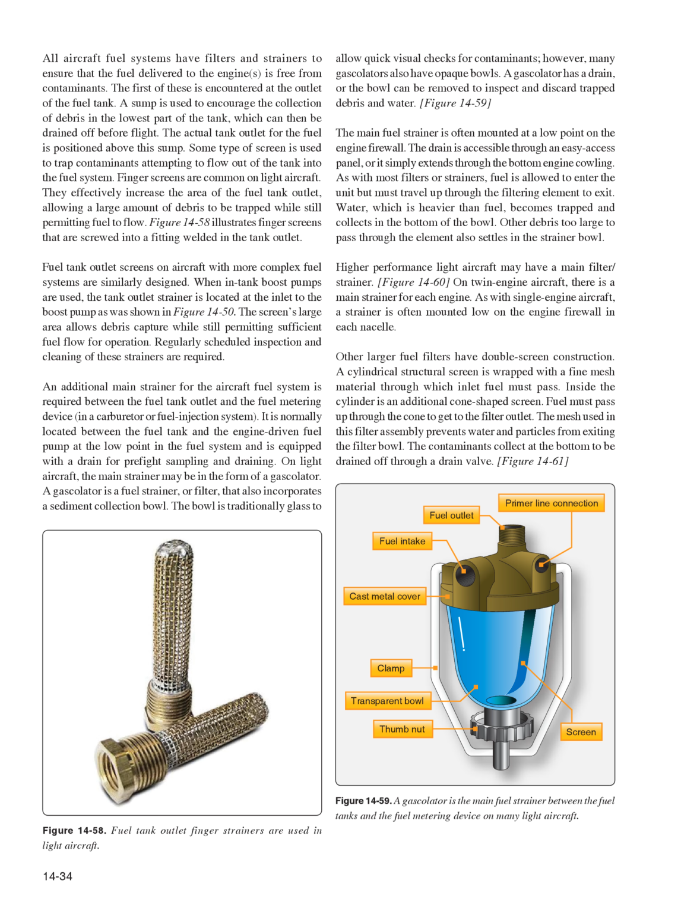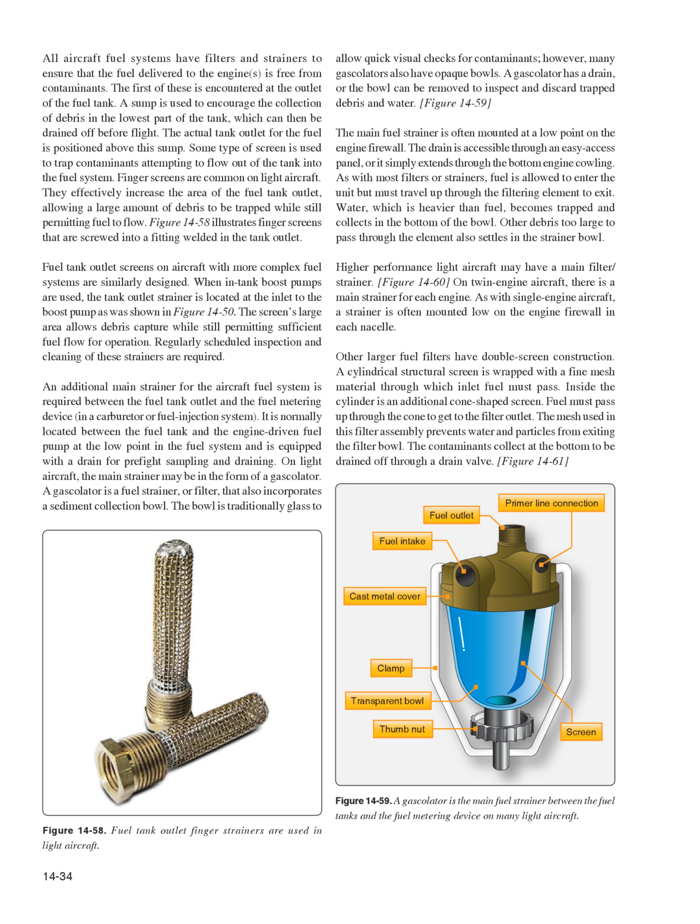On light aircraft, the main strainer may be in the form of a gascolator. A gascolator is a fuel strainer, or filter, that also incorporates a sediment collection bowl. The bowl is traditionally glass to allow quick visual checks for contaminants, however, many gascolators also have opaque bowls. A gascolator has a drain, or the bowl can be removed to inspect and discard trapped debris and water.